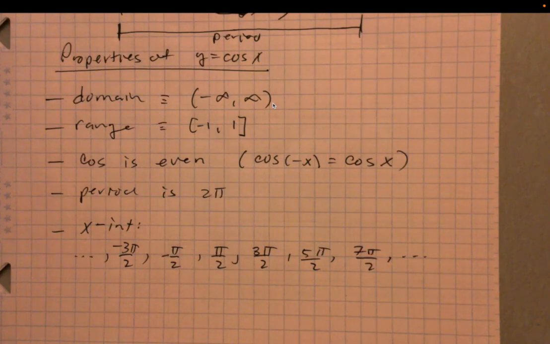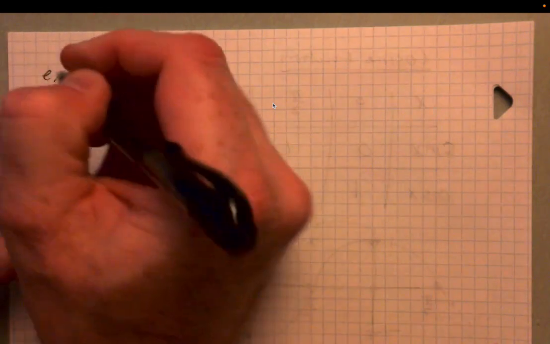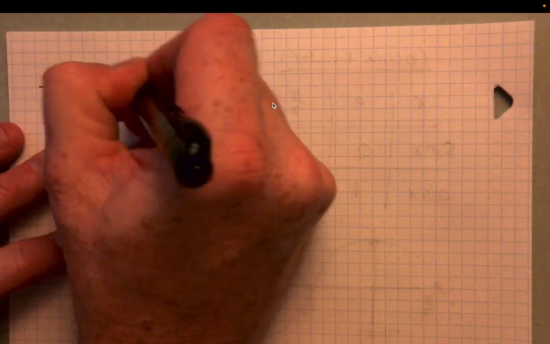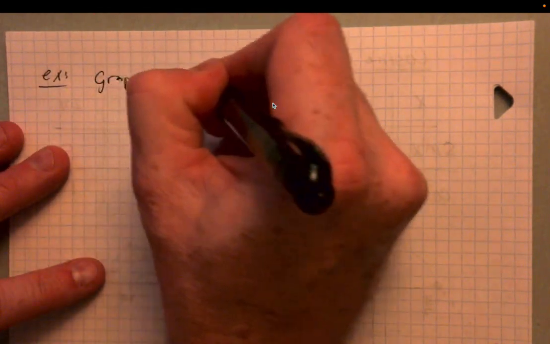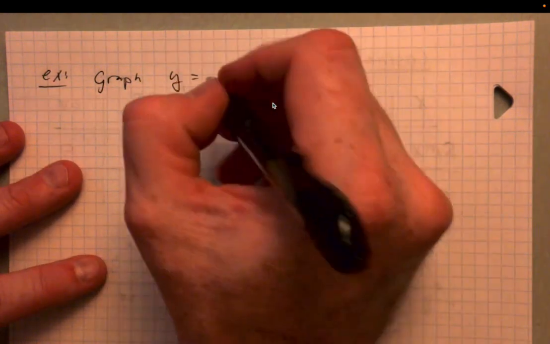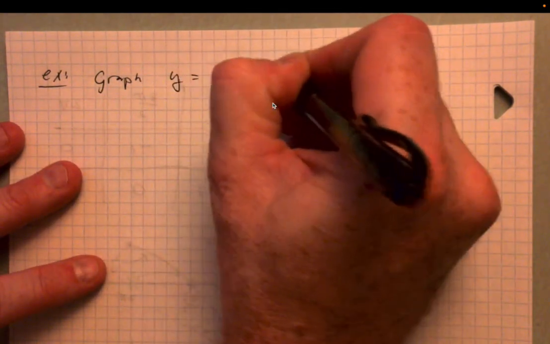All right, let's graph one of these. Let's do an example. Okay, let's graph one. Let's say we want to graph y equals 2 times the cosine of x.